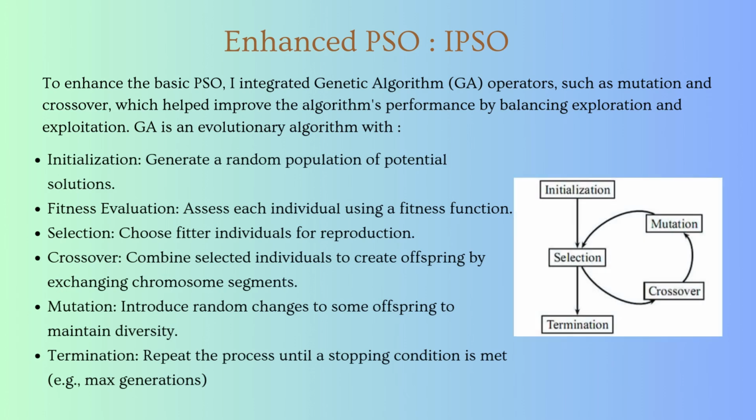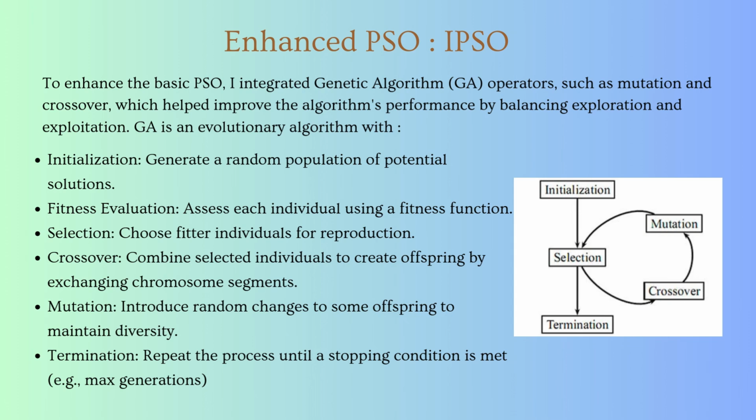In my research, I sought to improve the performance of particle swarm optimization (PSO) by integrating principles from the genetic algorithm (GA), which is an evolutionary algorithm. This hybrid approach, known as IPSO, which is improved PSO, leverages the strengths of both techniques to enhance optimization outcomes. Why did I combine PSO and GA?